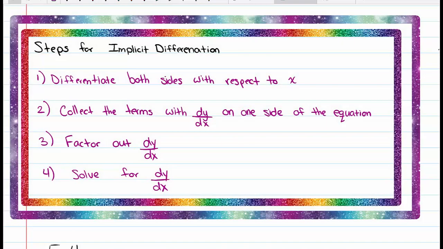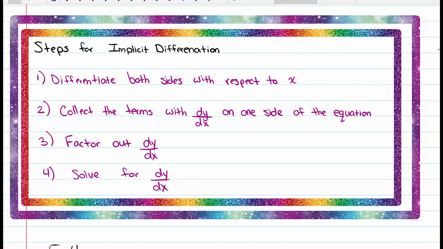Alright, so example 4, almost. First, what I want you to do is go ahead and pause the video and copy down these steps for implicit differentiation. So, based off the previous examples, we've done a couple of things. The first thing is we differentiated both sides with respect to x. So we took the derivative of both sides.